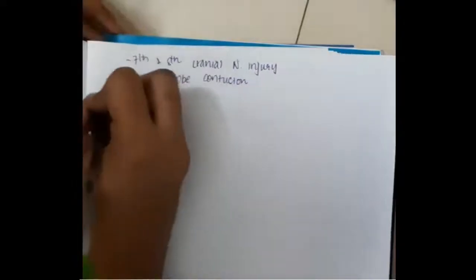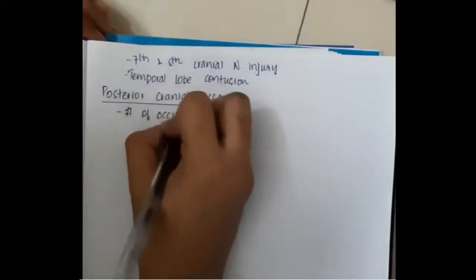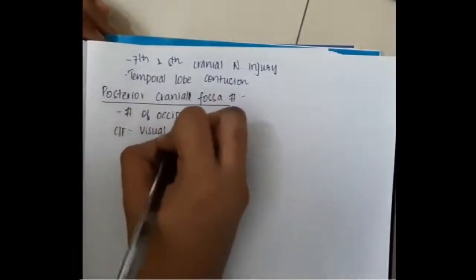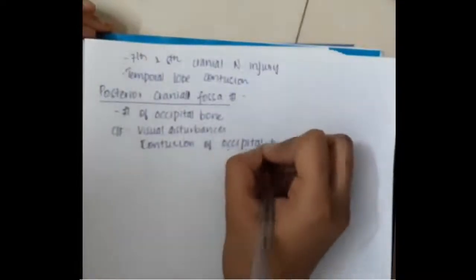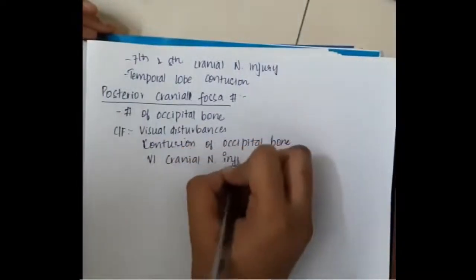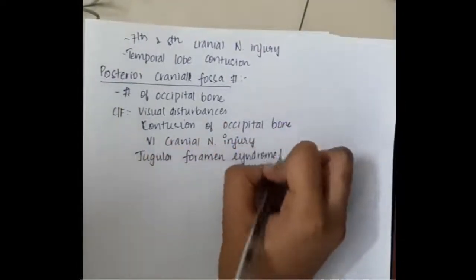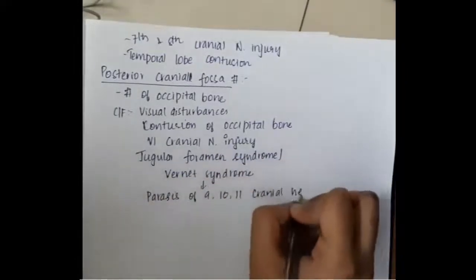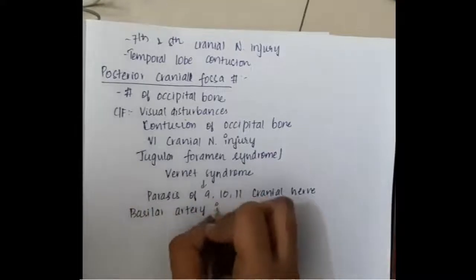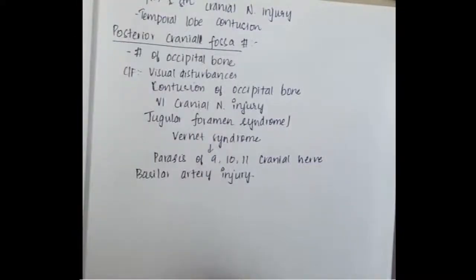Then the third type of skull base fracture is posterior cranial fossa fracture, where there is fracture in the occipital bone. Clinical features include visual disturbances, contusion of the occipital lobe, and 6th cranial nerve injury, or there can be jugular foramen syndrome, or Vernet syndrome, whenever there is fracture in the posterior skull. Because of jugular foramen syndrome, there can be paralysis of the 9th, 10th and 11th cranial nerves, with basilar artery injury also possible.